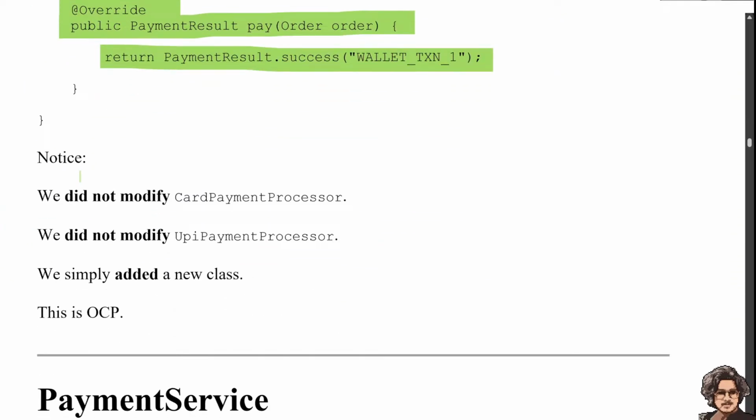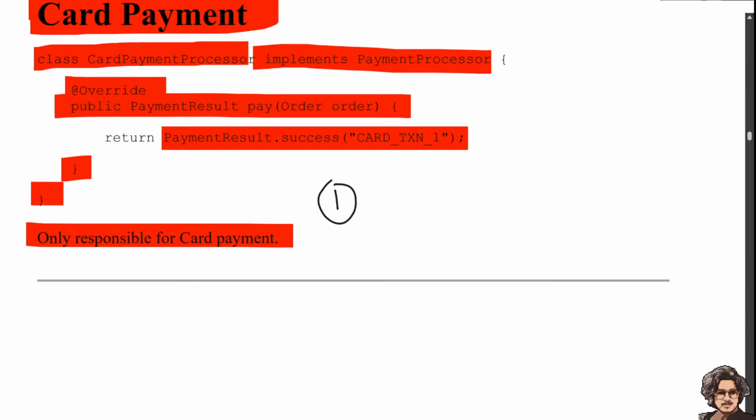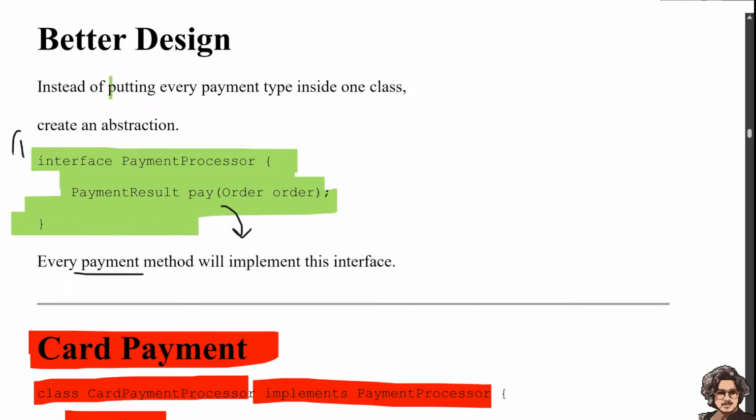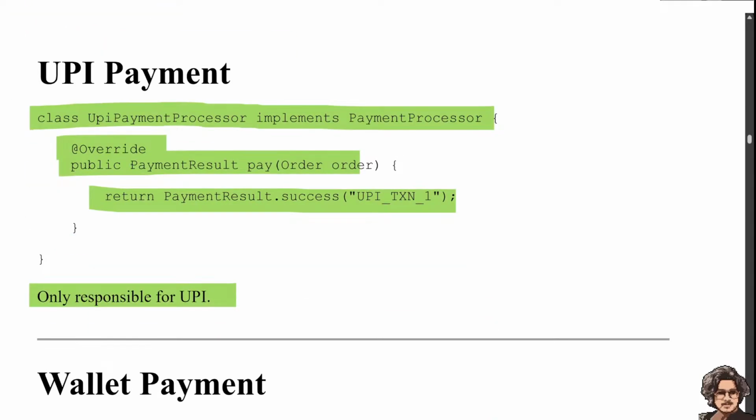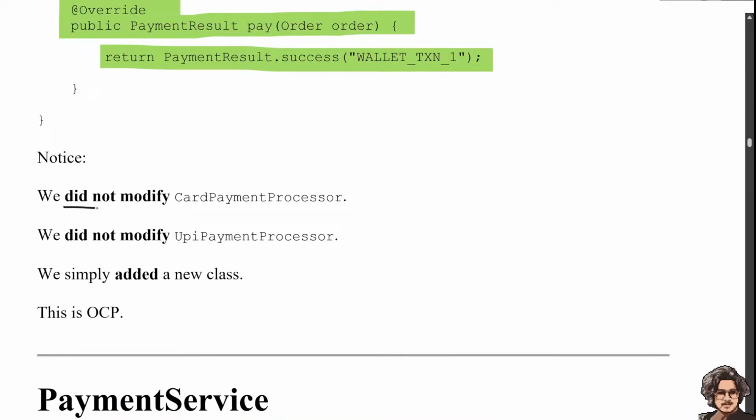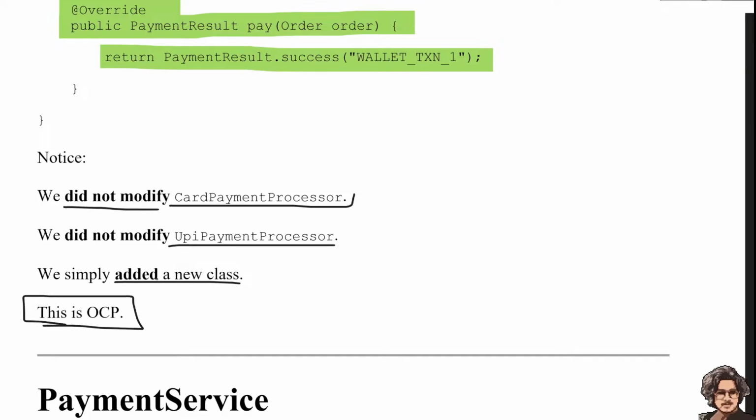Okay. So you notice you do not need to modify the card payment processor. This is the main, we call it a payment processor. You have noticed that we don't modify the card payment processor, we don't modify the UPI payment processor. We simply add a new class. This is what we call OCP: open for extension but closed for modification.